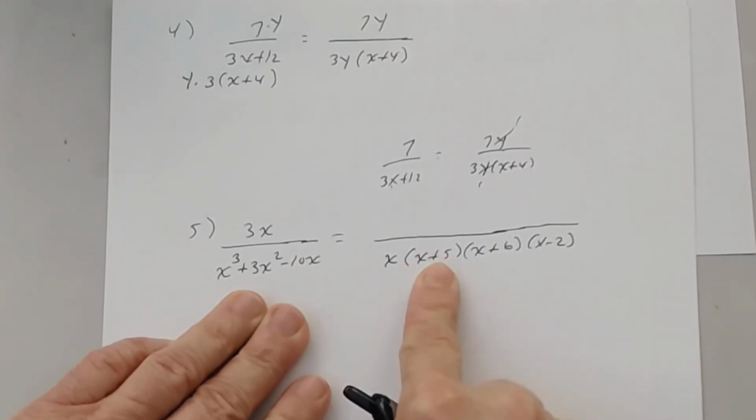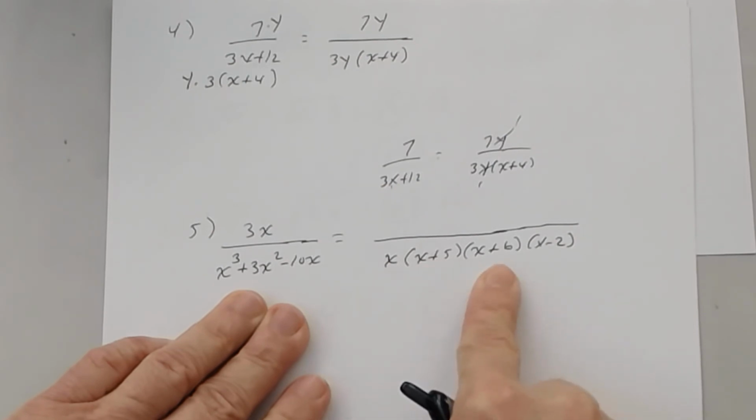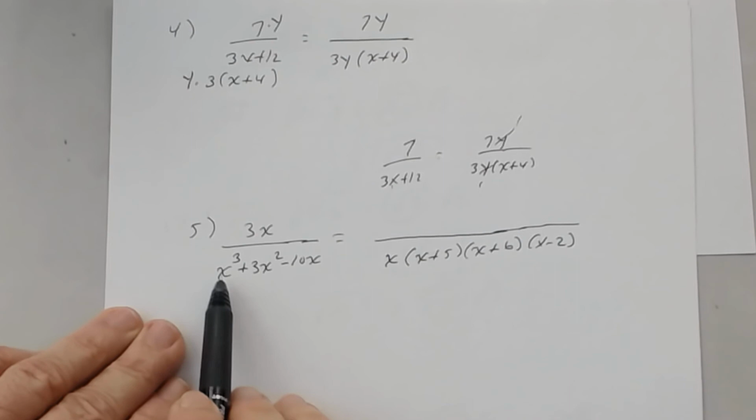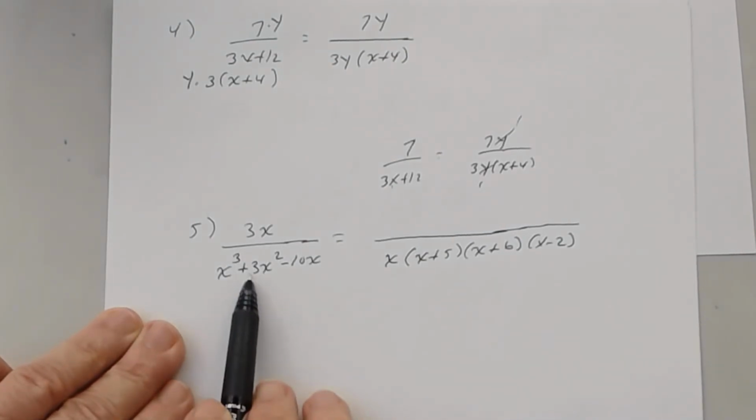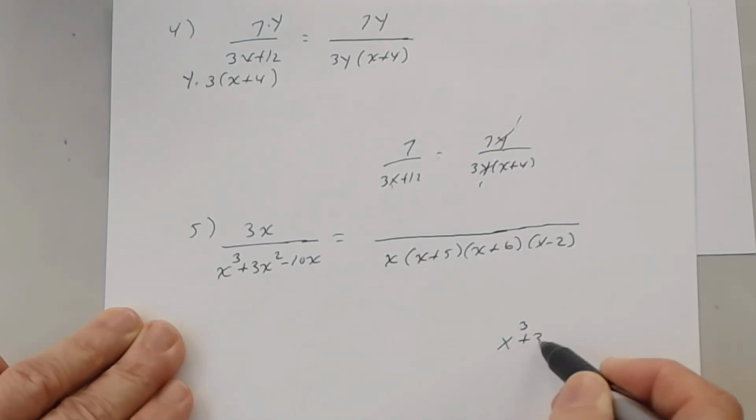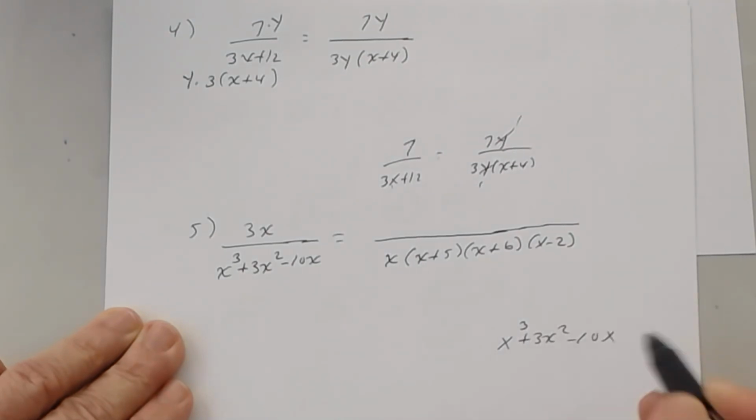X, what's the other factor? X plus 5. The other factor is x plus 6. And the other factor is x minus 2. So I'm going to go off to the side. I'm going to rewrite this one. So I get x cubed plus 3x squared minus 10x.